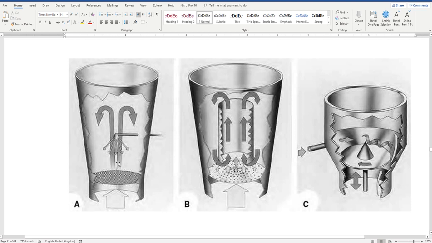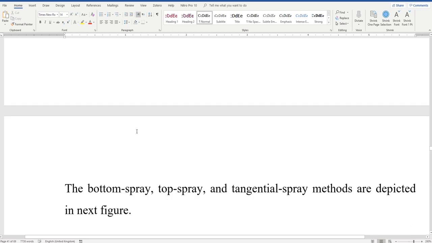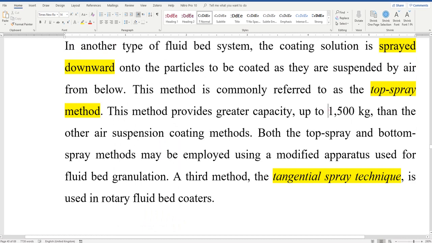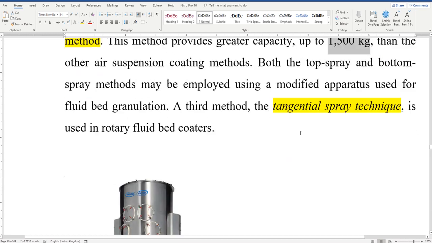Now, this configuration or this setting can accommodate the largest number of tablets compared to the other configurations that you will see, B and C. Okay? It can accommodate 1,500 kilograms of load. Okay?